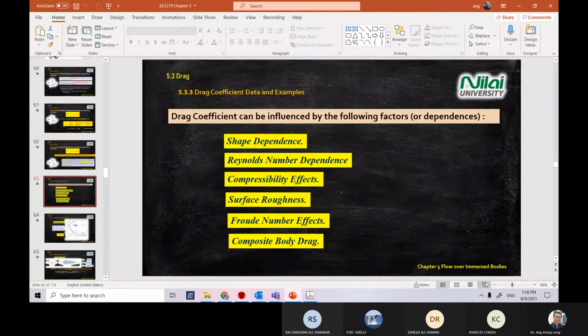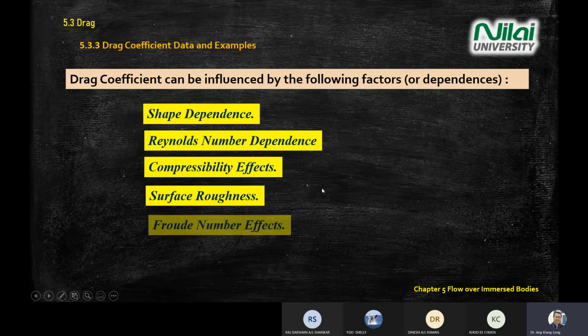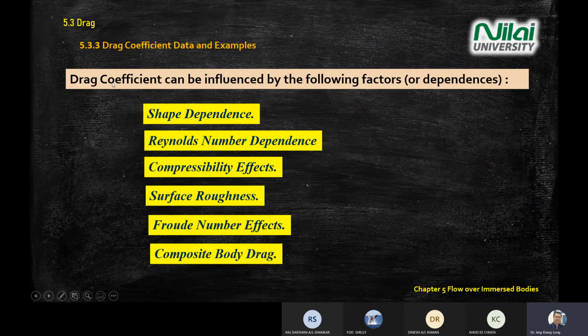All right. Now, something to highlight is that the drag coefficient can be influenced by all these factors. It can be influenced by the shape, by Reynolds number, by compressibility, by the surface roughness, by Froude number, and by composite drag. So I'm going to go very fast. I'm going to give you some examples of these six factors. Maybe I'll go through two or three examples.